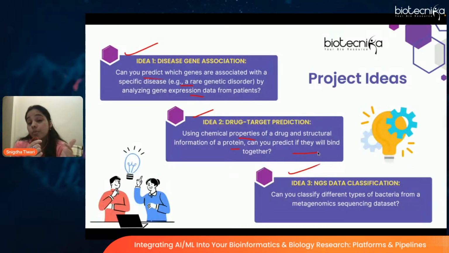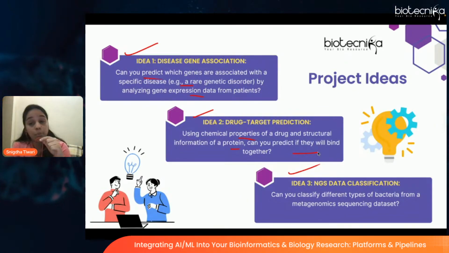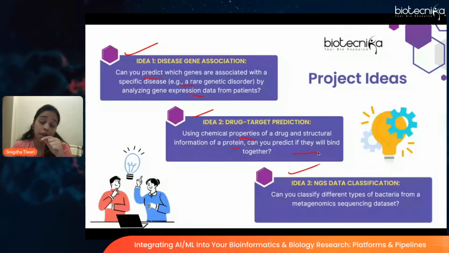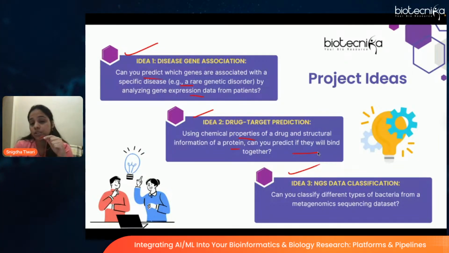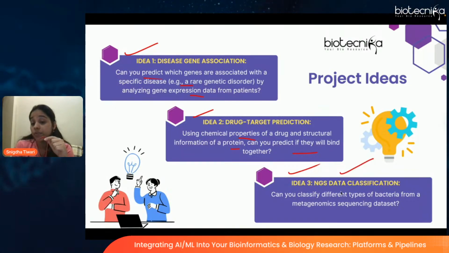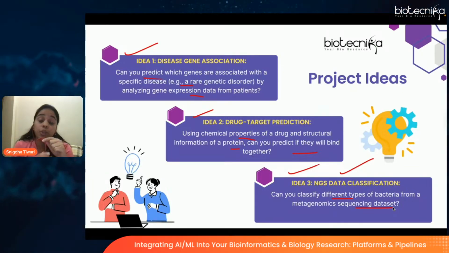Some of the basic tools were already shown; you can stick with basic tools like Primol, Chimera, and Discovery Studio. You can do drug target predictions, disease gene annotations, and NGS data classification. Can you classify different types of bacteria from a metagenomics sequencing data set? Just go to any open data set, maybe pick up something from Kaggle or other open source data sets. Start with your genomic analysis.